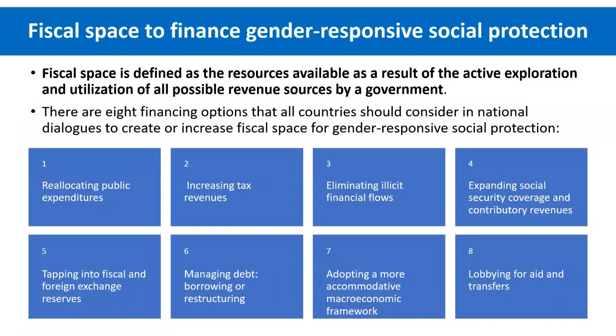The seventh is to adopt an accommodative macroeconomic framework, which means that while designing macroeconomic policy, we need to put social protection and the issue of gender responsive policy at the beginning of the concept. That will allow an accommodative macroeconomic framework, which should be sustainable for the long run. The eighth will be lobbying for aid and transfers. Here, that will be ODA or assistance from donors, also capping savings for migrants, remittances from migrants or the diaspora, to invest in social protection schemes in the country.